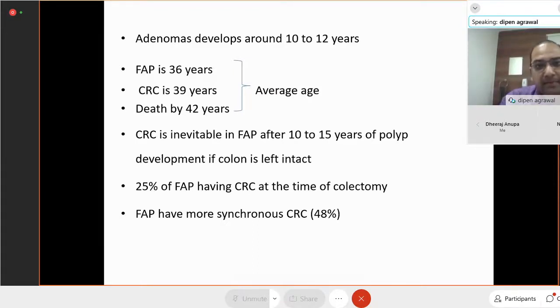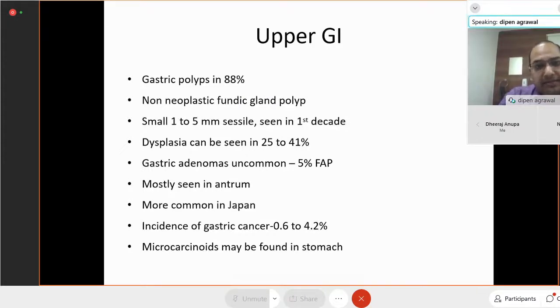For upper GI lesions, the most common is the gastric polyp, a non-neoplastic fundic gland polyp, which can be seen in 88% of patients. They are mostly seen in the first decade of life. They are small and sessile. However, dysplasia can be seen in 25 to 41% of patients. Gastric adenomas are uncommon, seen in 5%, mostly in the antrum. Adenocarcinoma is very rarely seen, more in Japan compared to the Western population. The incidence of gastric cancer is 0.6 to 4.2%. Microcarcinoids may be found in the stomach.